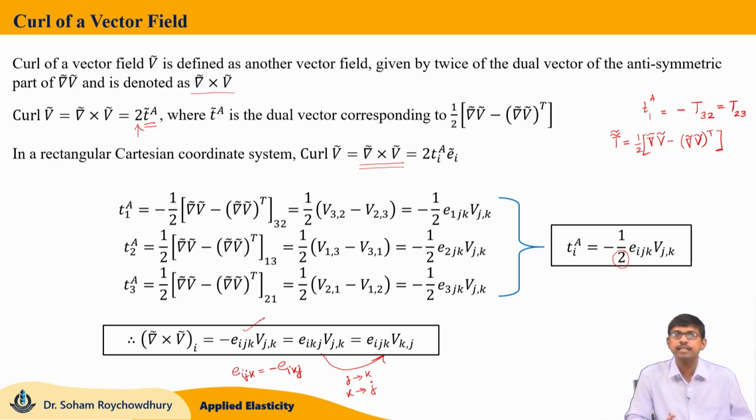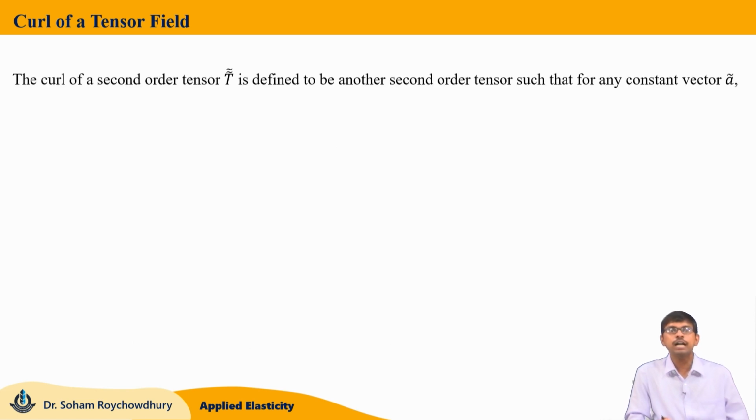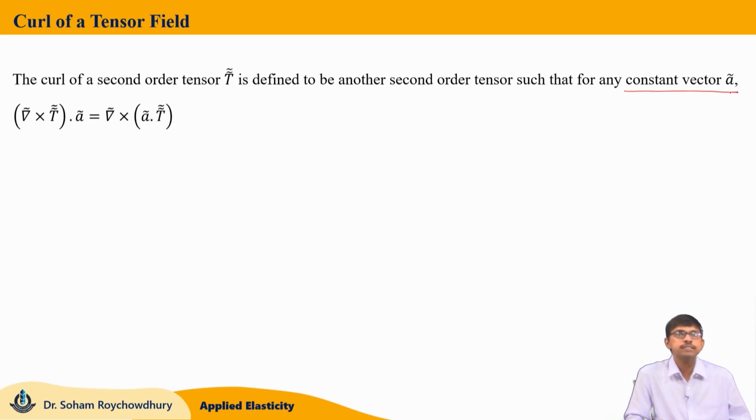While using the curl operator, there is no change in the order of the system. Now, coming to the curl of a tensor field, this is defined to be another second order tensor, so that for any constant vector A, note that it is a constant vector A, not any variable vector, the curl of T, another second order tensor, dotted with A, is equal to curl of A dot T. So, through this transformation, the curl of a tensor field is defined.